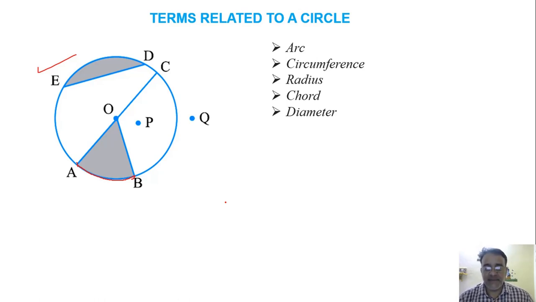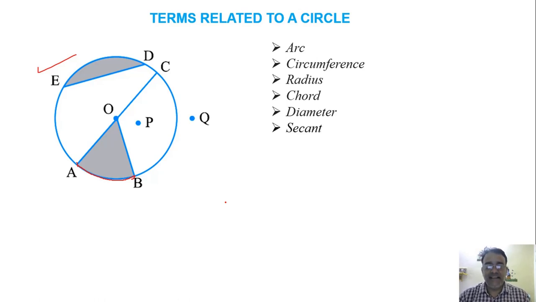Now next is diameter. Diameter is the chord which passes through the center. Diameter is 2 times the radius. Diameter is the longest chord. Diameter is a line segment passing through the center having end points on the circumference of the circle. So we can define diameter in three ways here. Can you identify the diameter in this figure? Yes sir, AC. Very good.